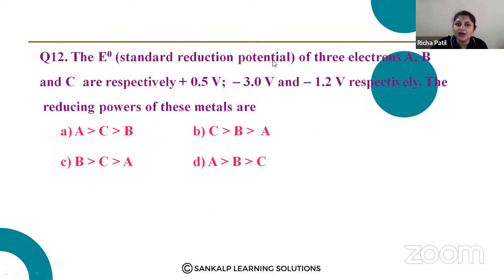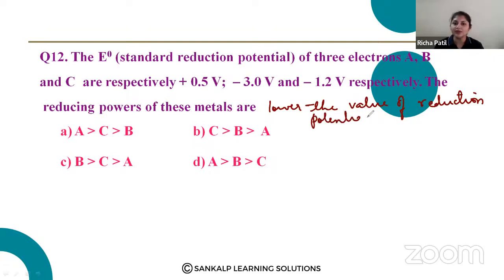One more. The E naught, that is the standard reduction potential of 3 electrodes A, B, and C, are respectively plus 0.5 volts, minus 3.0 volts, and minus 1.2 volts. The reducing powers of these metals are. So remember this statement: lower the value of reduction potential, more is the reducing power.